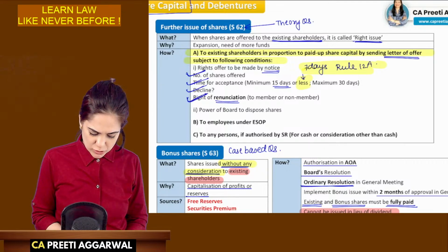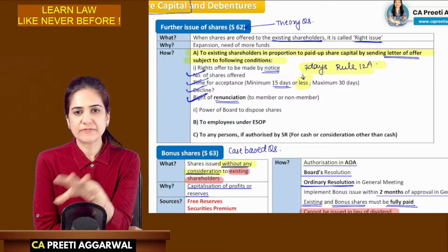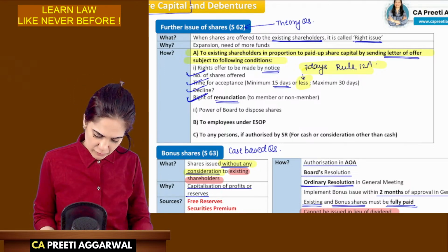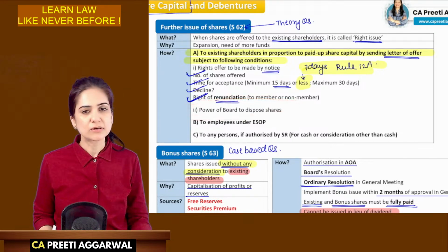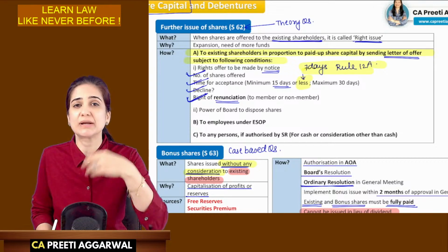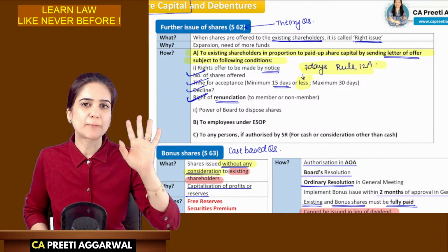It will also say that if you have not accepted the offer within this period, we will assume that you have declined, and there is the power of the board to dispose of the shares. So if they don't subscribe, then the board can dispose of the shares in a manner that they think fit. How it is to be done, we leave it up to the board of directors.